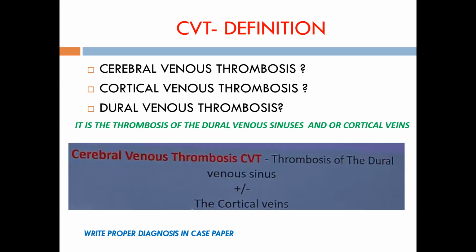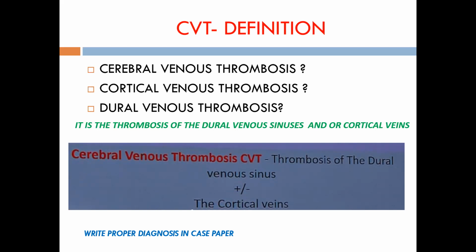All are different. The definition of cerebral venous thrombosis, as we mentioned, CVT: it is the thrombosis involving the dural venous sinuses and/or cortical veins, either of these. The broad term is cerebral venous thrombosis. You can write it as thrombosis of the dural venous sinuses or cortical vein thrombosis. So while writing the diagnosis, do mention which venous systems are involved.